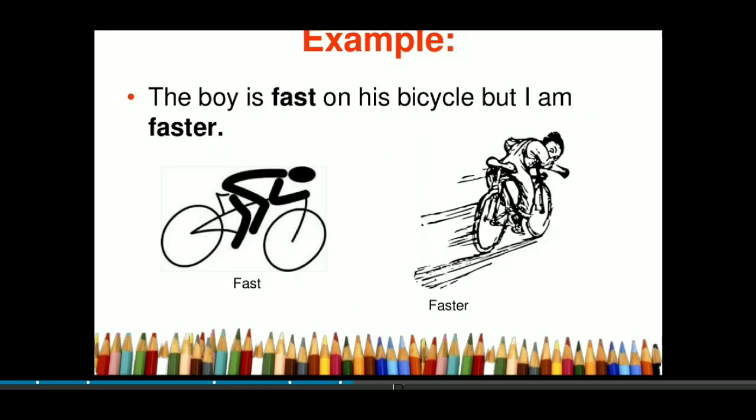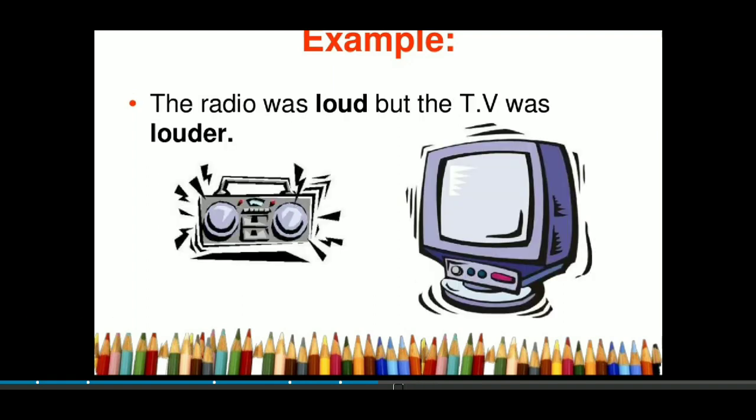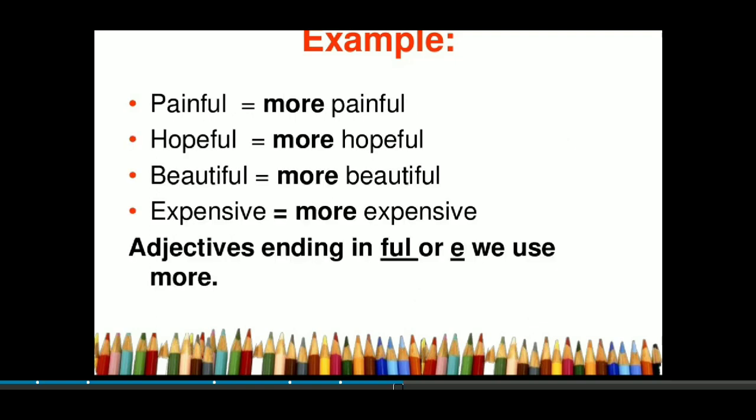The boy is fast on his bicycle, but I am faster. So he is faster. He is not bad, but he is faster. Okay, that is comparing with another. The radio was loud, but the TV was louder. See, the radio and TV are there, both are loud, but the TV was louder, more than the radio.